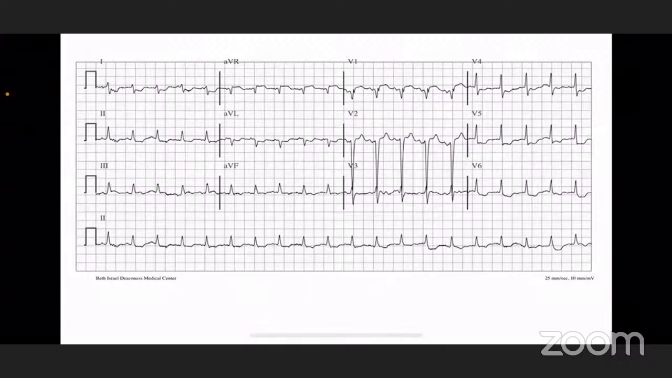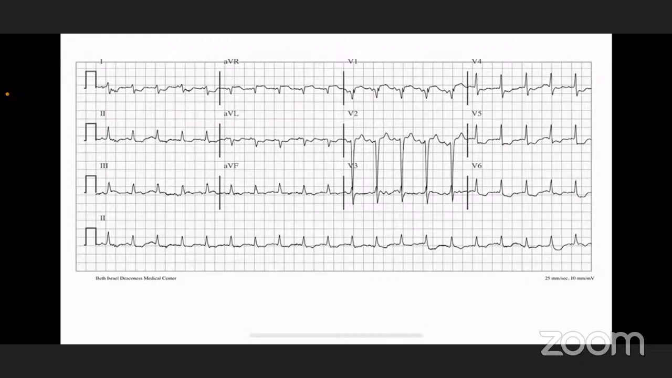We can see ST elevation. Nice. And where? In lead aVR, V1, V2. And ST depression in leads 1 and 2. Okay. And V4, V5, V6, ST depression. Nice. Perfect, Tasneem.